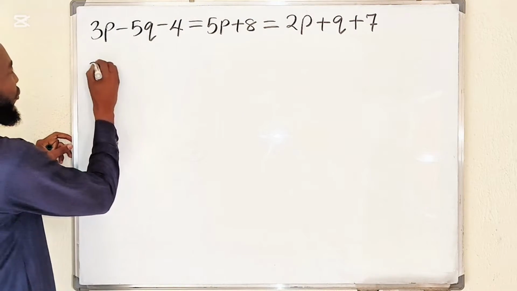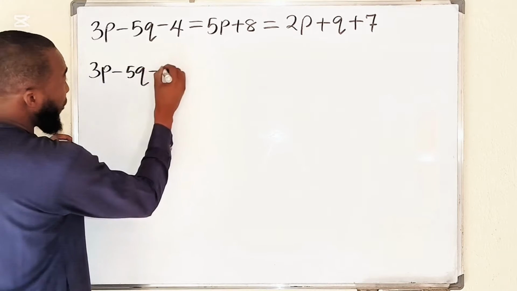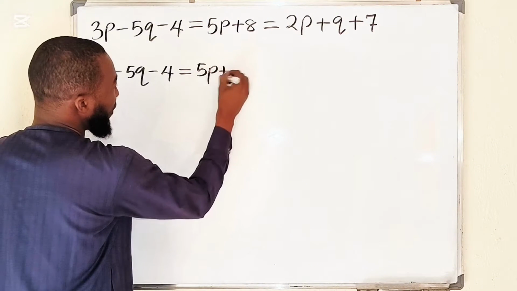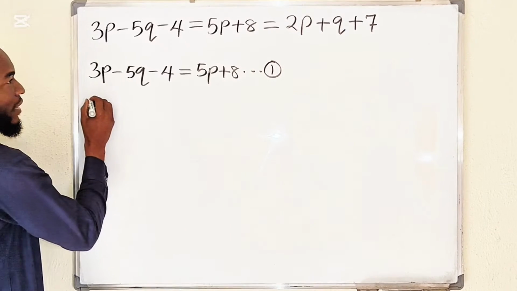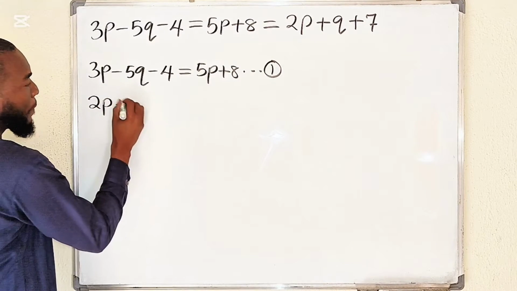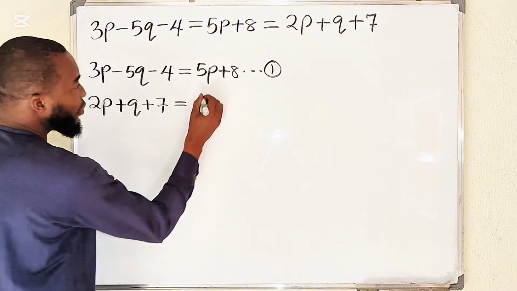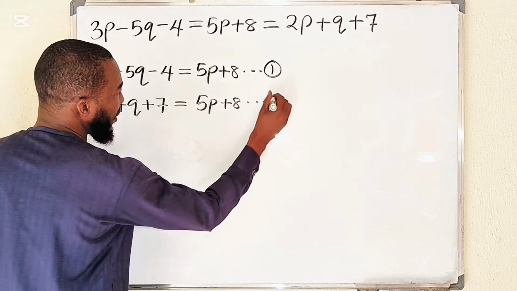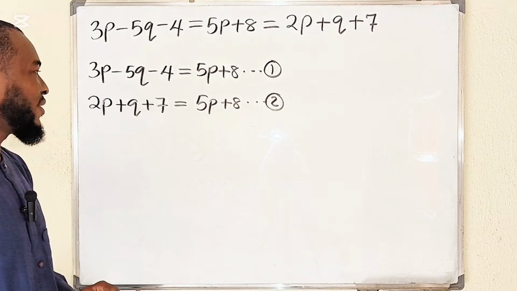So we have 3p minus 5q minus 4 to be equal to 5p plus 8. This is my equation number 1. And I can take 2p plus q plus 7 and set it to be equal to the same 5p plus 8. And this is my second equation. Yes, now we have a system of equations.